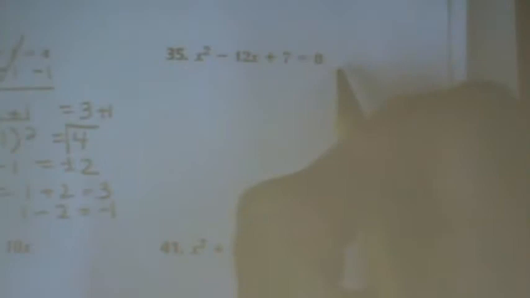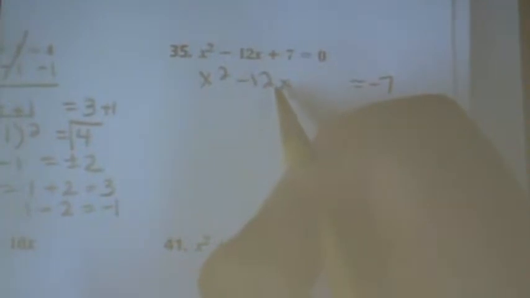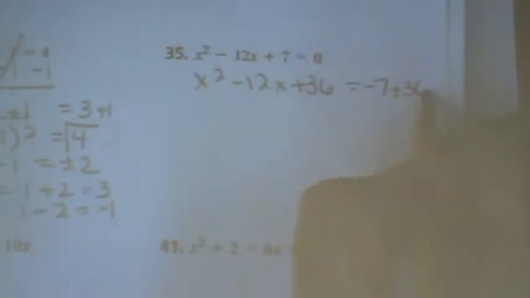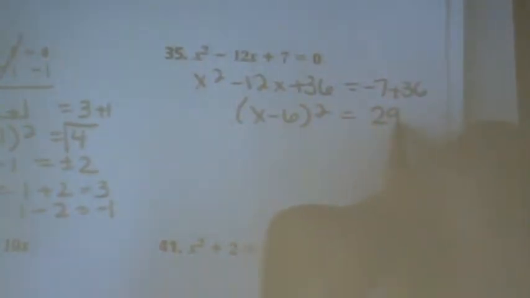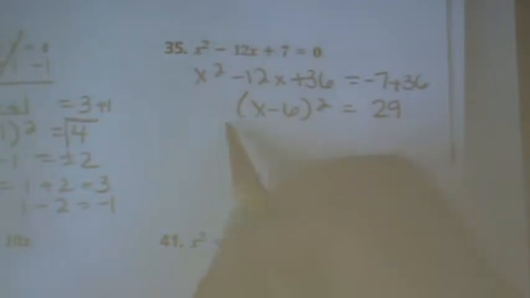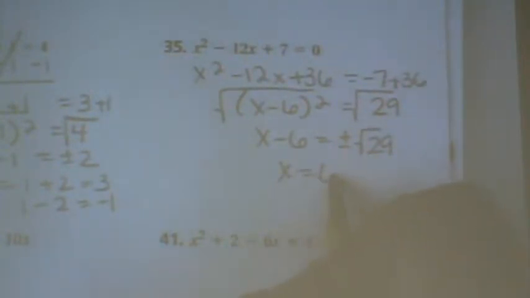35. Subtract 7. Half of negative 12 is negative 6. Squared is 36. Factor. Add. Square root. X minus 6 is plus or minus root 29, and add 6. So it's 6 plus or minus root 29.